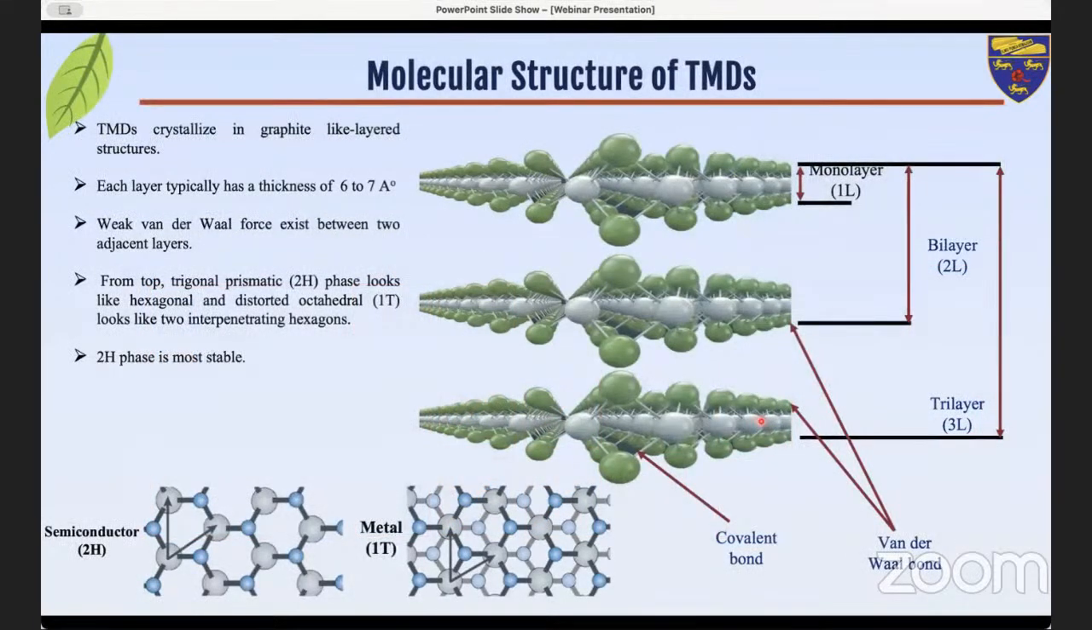So the monolayer of TMDs consists of 3 atoms: a transition metal atom layered inside 2 chalcogen atoms. These 3 atoms make up the monolayer. Between each layer, we have van der Waals force, but between atoms, we have covalent bonds. So we can decrease the thickness of this material with different morphologies and different methods of synthesis.